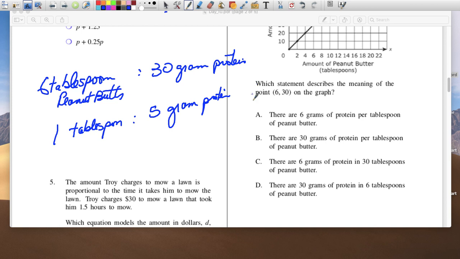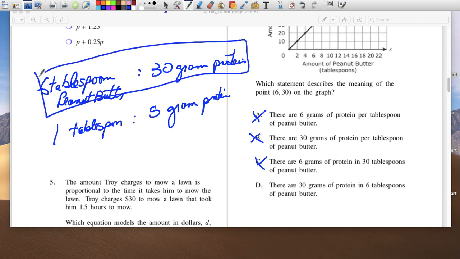So this is not true. There are 30 grams of protein per tablespoon of peanut butter. No, it's 5 grams of protein for 1 tablespoon of peanut butter. So that's not true. There are 6 grams of protein in 30 grams of peanut butter. No, there's no 6 grams. There's 30 grams of protein in 6 tablespoons of peanut butter, which is what I originally have here, right? 30 grams of protein in 6 tablespoons. So the answer is D.